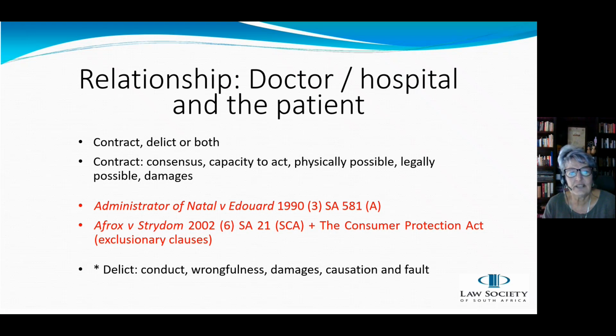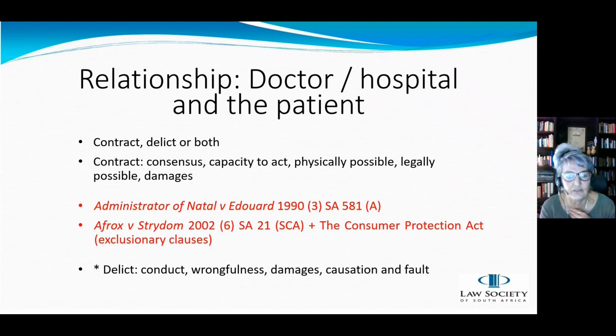There is basically just one example that's a good example that you can follow up, and that is Administrator of Natal versus Edward. And that case was adjudicated on the basis of a contract, that they did not comply with a contract. Just a few general comments.